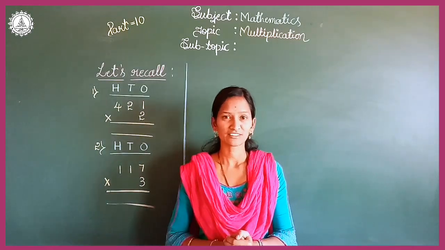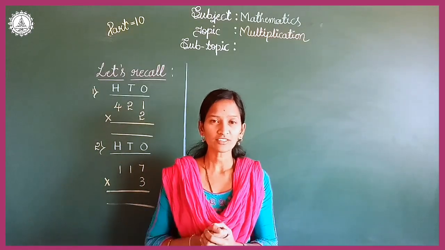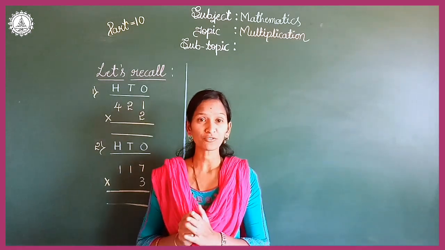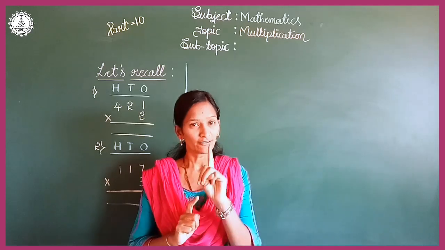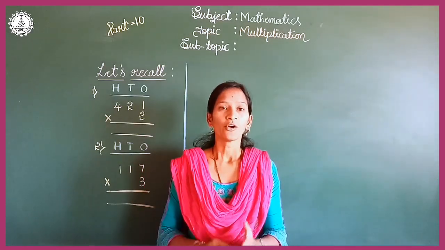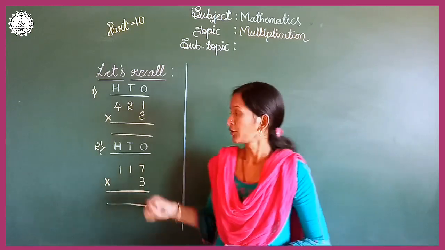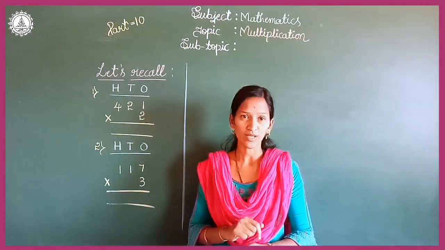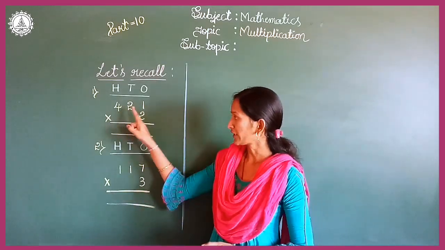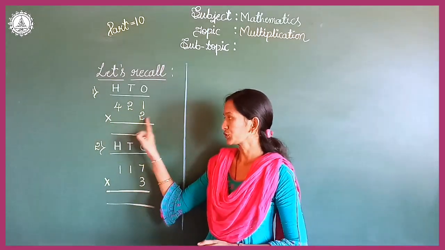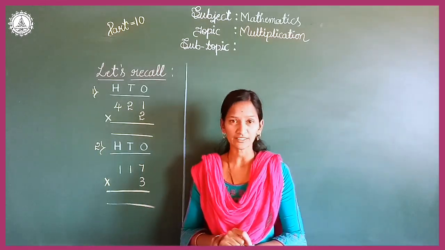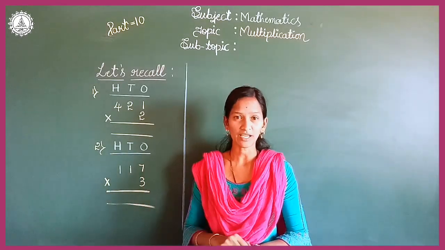Yes, you're all fine. Well, what did we discuss in the last class? Yes, it's about the multiplication of a 3-digit number by a 1-digit number, right? So now, by using that concept, you have to solve these two problems one by one. The first problem is 421 into 2. In this problem, 421 is the multiplicand and 2 is the multiplier, right?